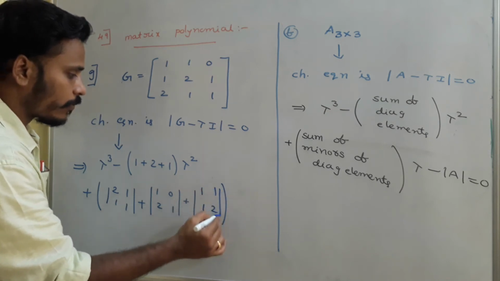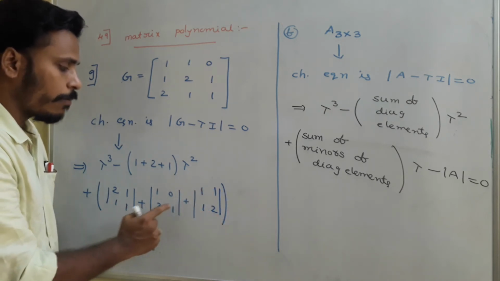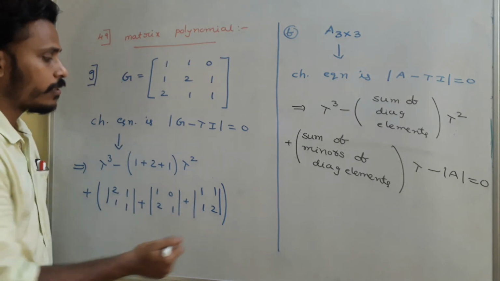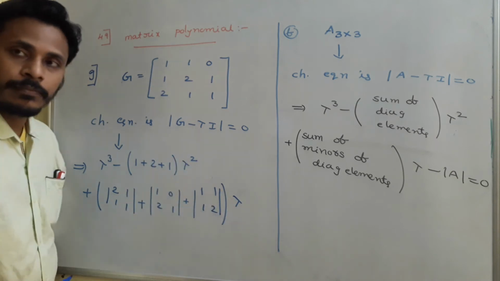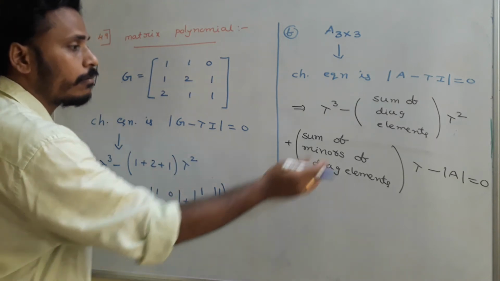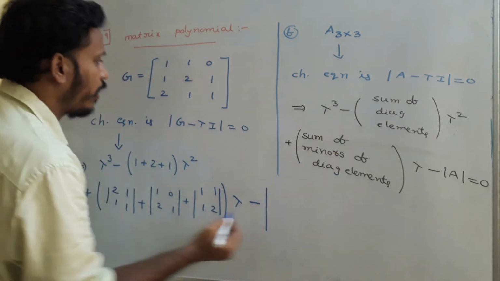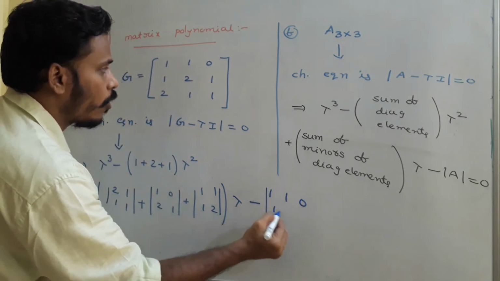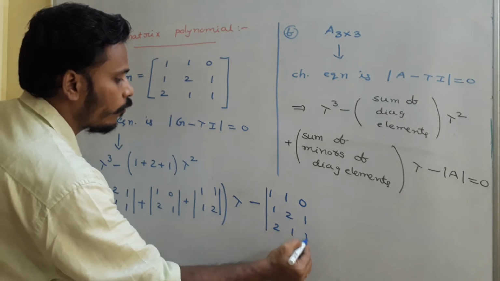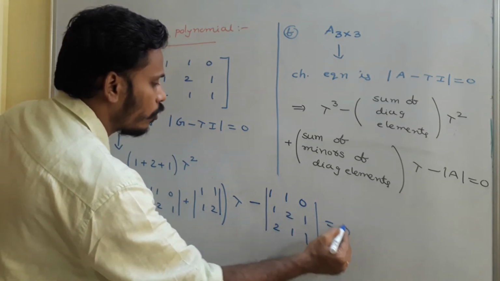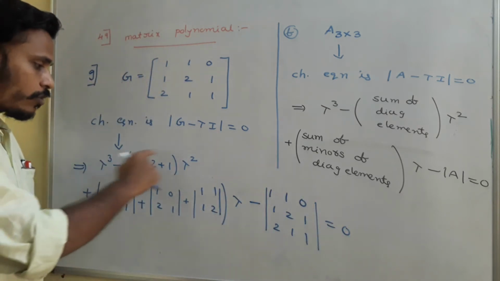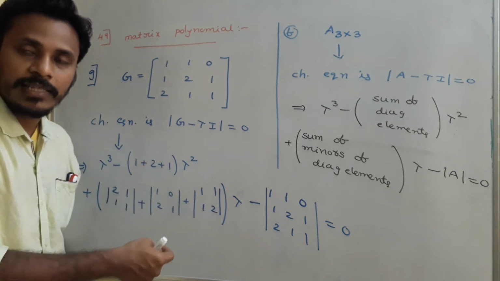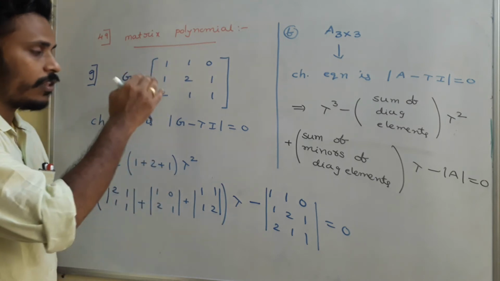Okay. This determinant. Sum of the minors, these are the minors corresponding to diagonal elements, plus lambda. Okay, and the constant term minus determinant of A. Determinant of A here in the sense determinant of the given matrix 1, 1, 0, 1, 2, 1, 2, 1, 1 is equal to 0. Just have a look. If you simplify this, you will get an equation, and that equation is mentioned as the characteristic equation for this matrix G.